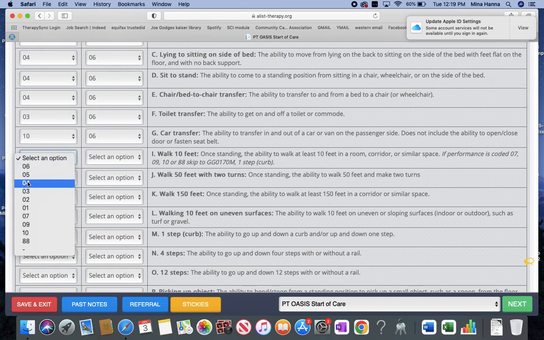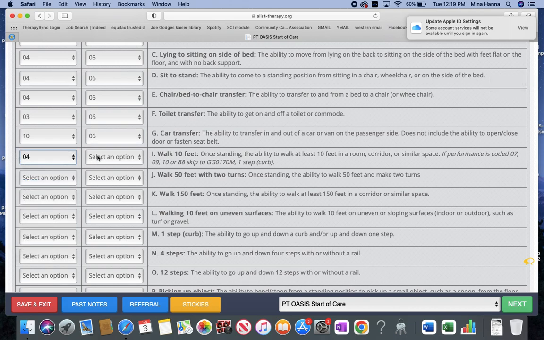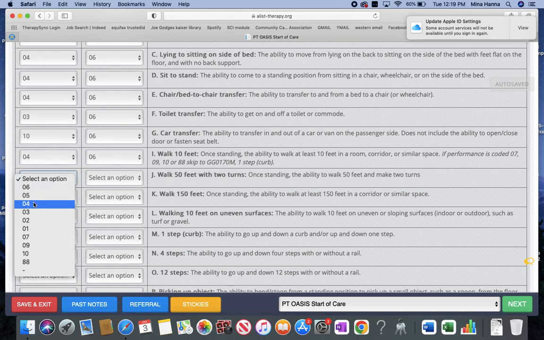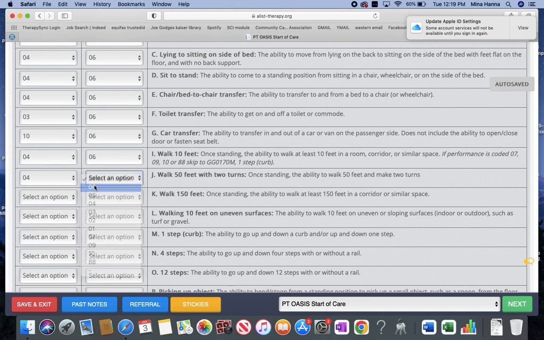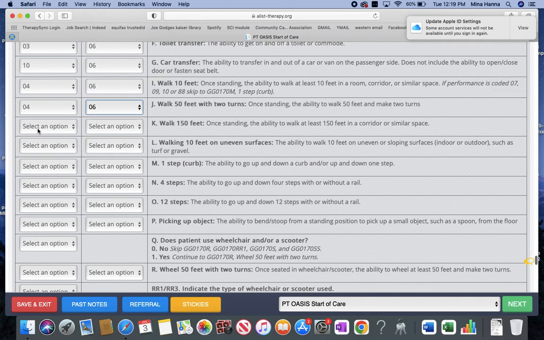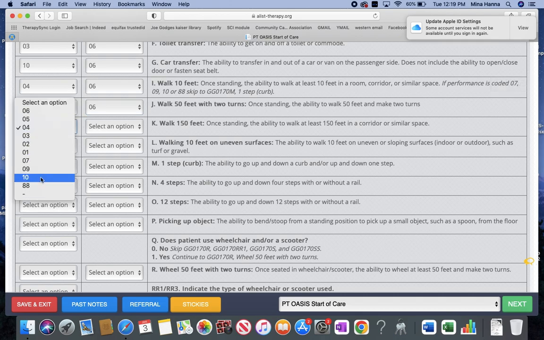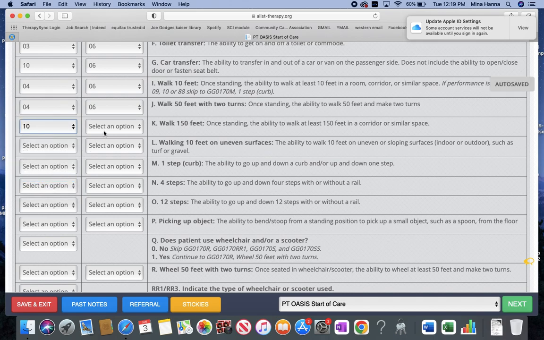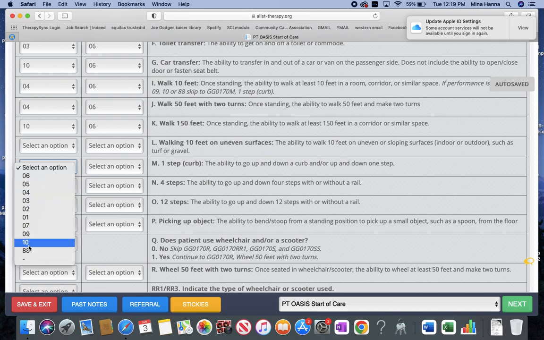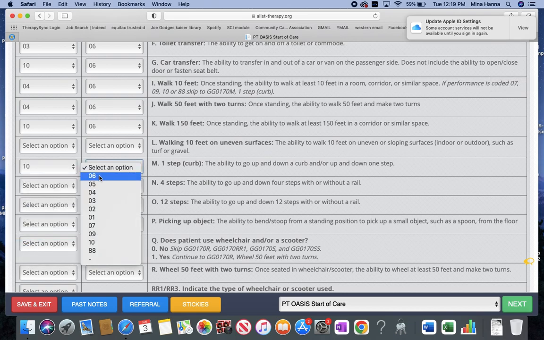I'll put a 10. And then here, maybe, you know, he's a contact guard assist with walking for this example. So I can put a 4, and then I'll move that way. And you can do as many as you can. Let's say you get to here and it wasn't attempted. So maybe I put a 10 on here, but my goal is still for him to be a 6. And I also didn't attempt the stairs due to the environment. So maybe I'll put a 6.